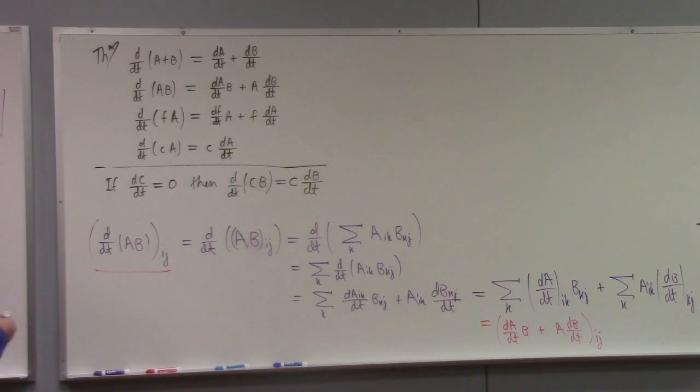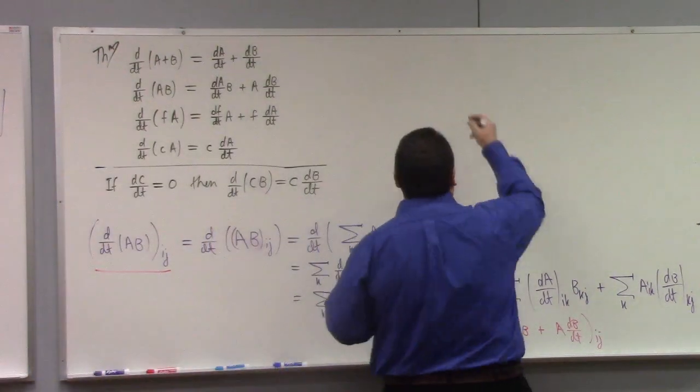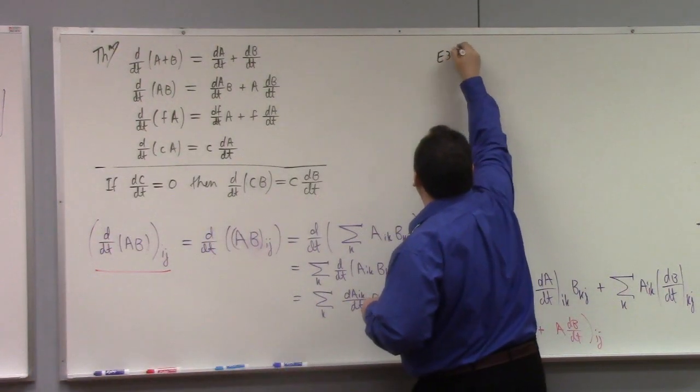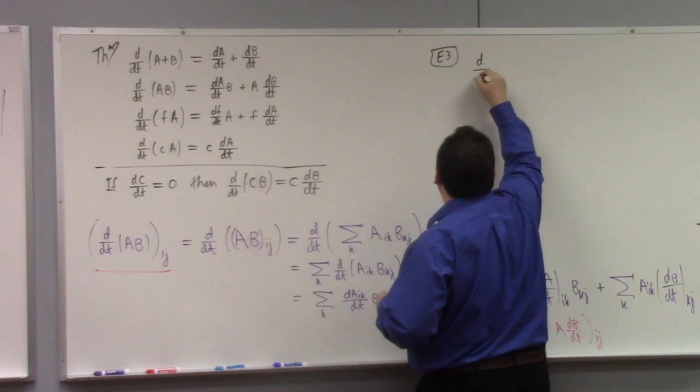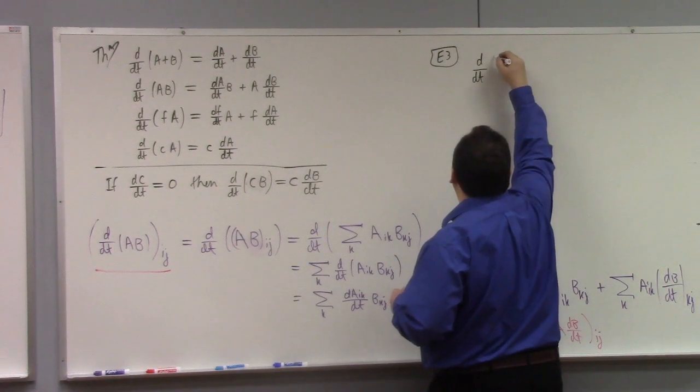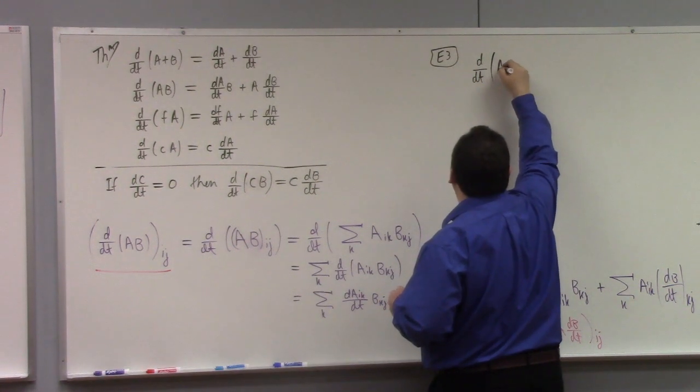Let's see here. Let's do an example. A little bit surprising, perhaps. What if we had the derivative with respect to time of, I don't know, let's start with something like A squared. How's that go?